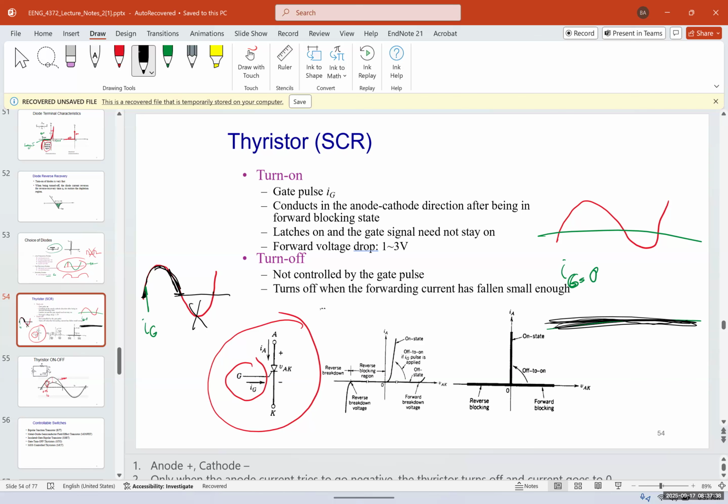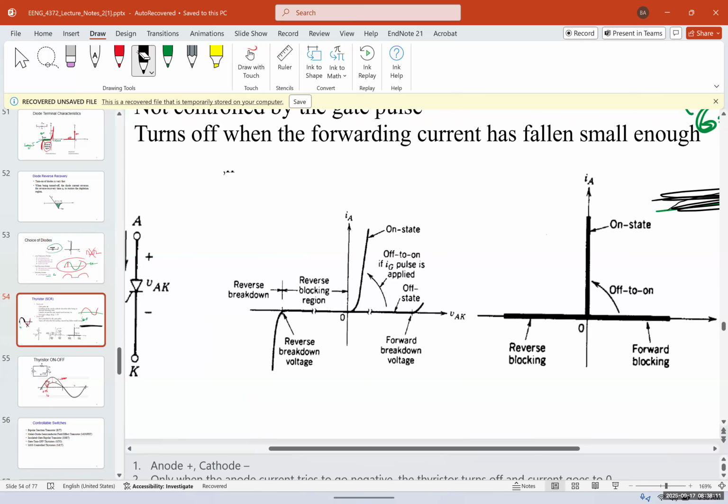So, it automatically turns off when the input is in negative. If I keep this signal on, let's say I give it 20 milliamps or a few volts, if I give it a gate signal at all times, it's going to act like a diode. And when it's a diode, the VI characteristics are exactly like the diode.